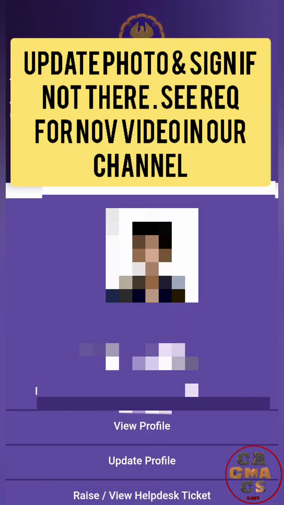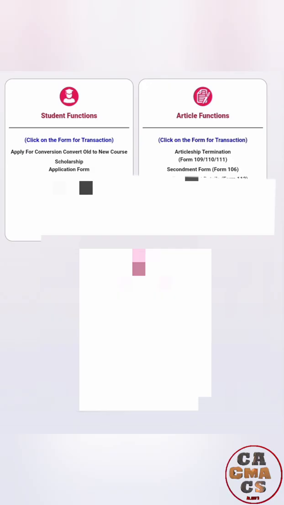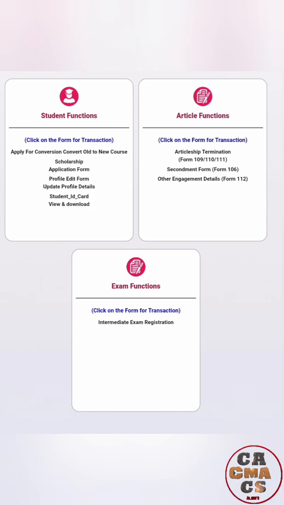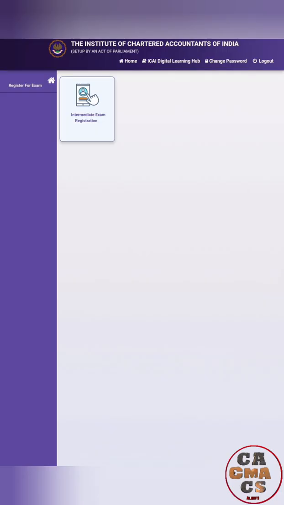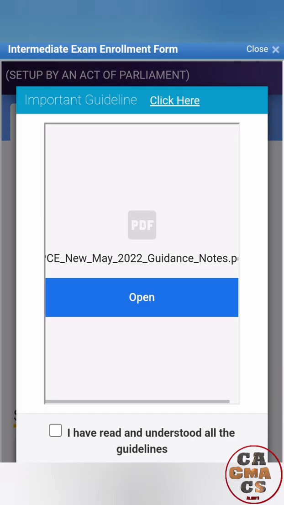Here you are seeing the photo and also details. The photo background should be white, and in case you don't have the photo, you need to update it. Here it is showing you the student function, article function and exam function. Tap on the exam function, then Intermediate Exam Registration. Once you tap on that, it will show you the Intermediate Exam Form Registration. Tap again on that.